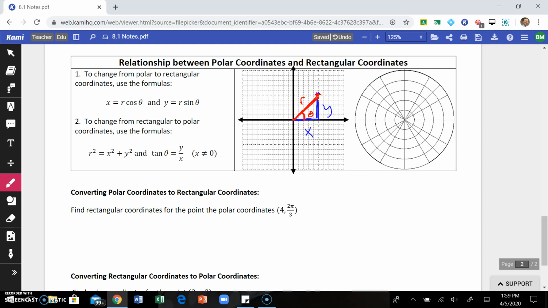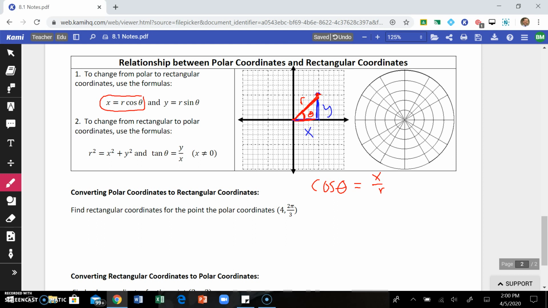The x coordinate is this horizontal distance. So if I just think about SOHCAHTOA, this is going to make sense, right? The cosine of the angle theta is going to be the adjacent side divided by the hypotenuse, which would be x over r. If I multiply the r over, that gives me x equals r times cosine theta, which is what this is here.